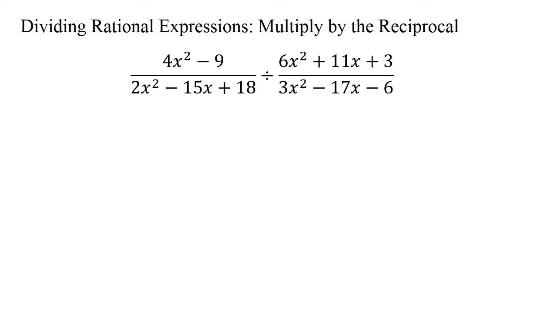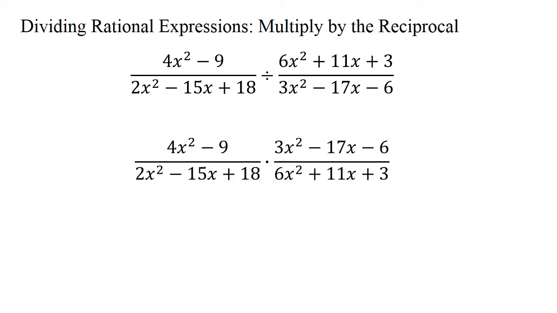All right, let's look at dividing. So that's how you multiply. How do you divide? Well, the way you divide is actually you just multiply, but you multiply by the reciprocal of the second expression. So if I had this problem, x squared minus 9 over 2x squared minus 15x plus 18 divided by 6x squared plus 11x plus 3 over 3x squared minus 17x minus 6, the first thing I'm going to do is change this to a multiplication, and flip that second fractional expression over. I'm going to take its reciprocal, and that's what I'm going to factor.